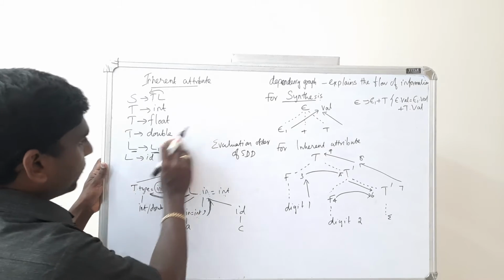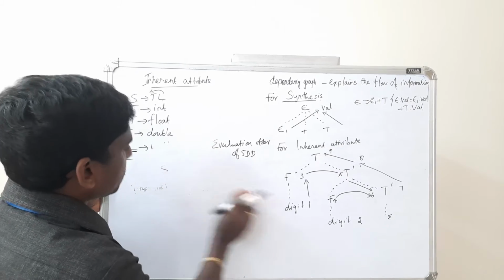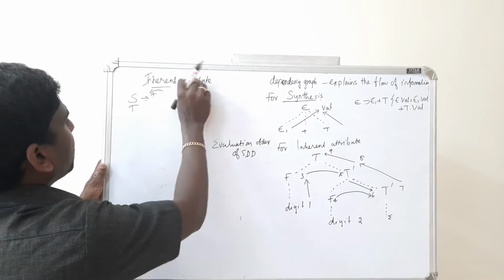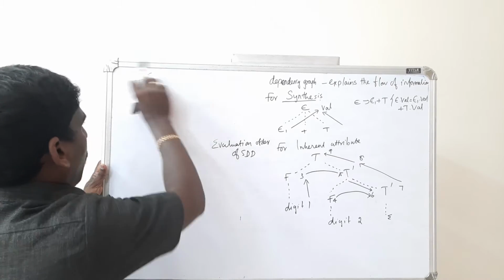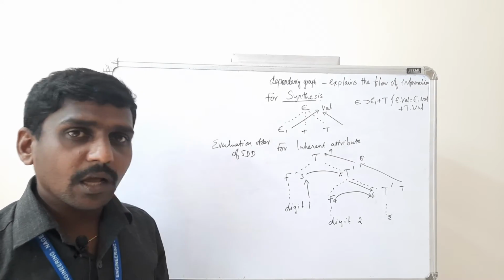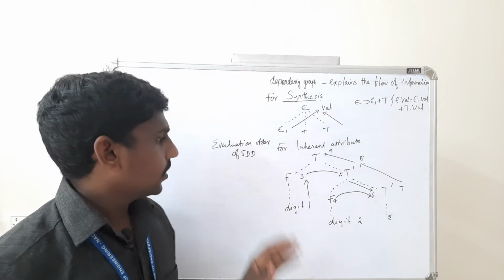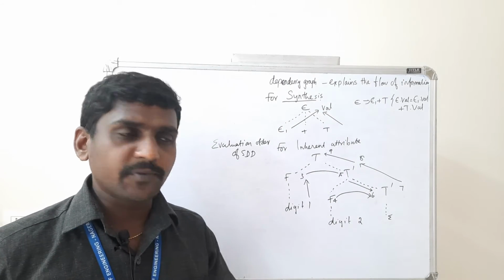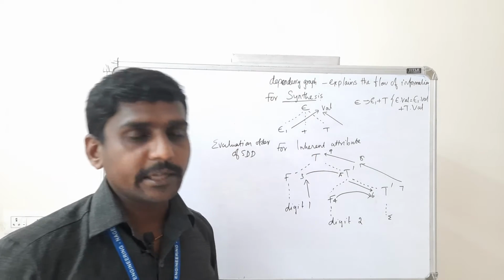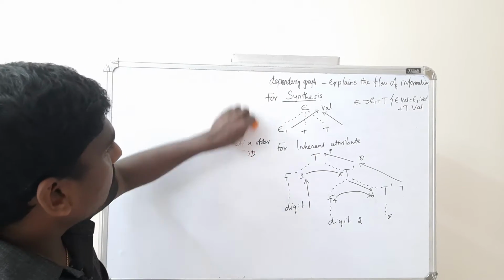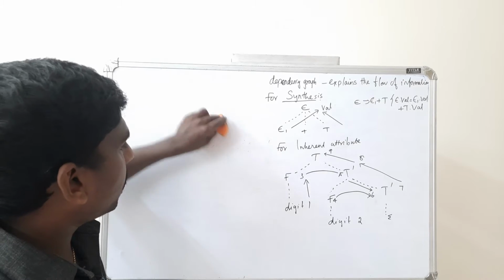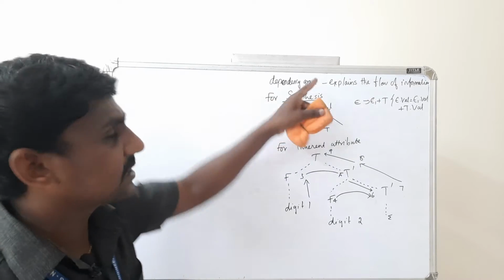Clear? Okay. So for the evaluation order, you should know the S attribute and the inherited attribute. The S attribute, I told you, takes the value from its child node, but the inherited attribute takes the value from its siblings or the root node. Clear? Now in the evaluation order of SDD, you should know about the dependency graph.